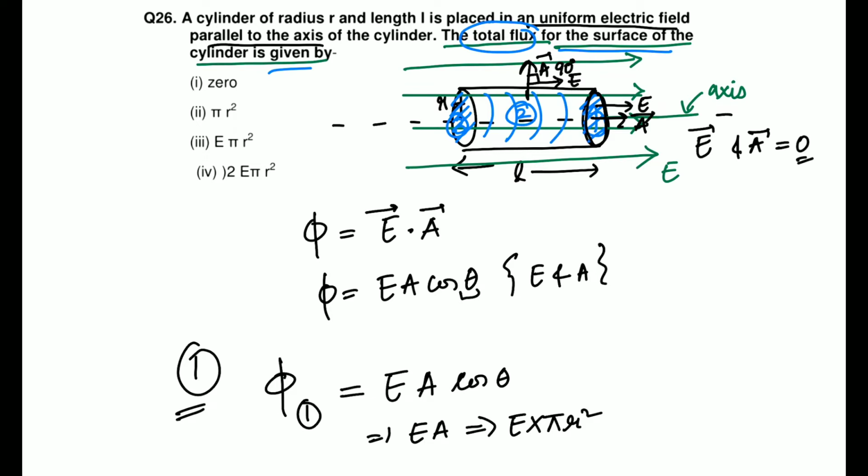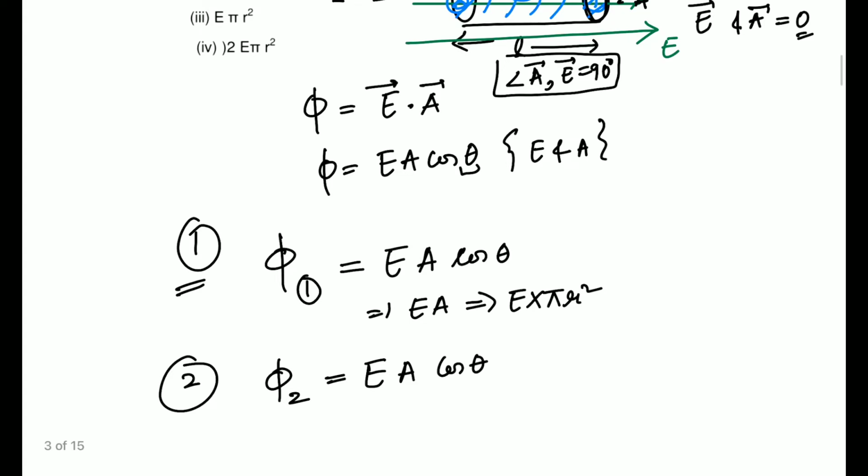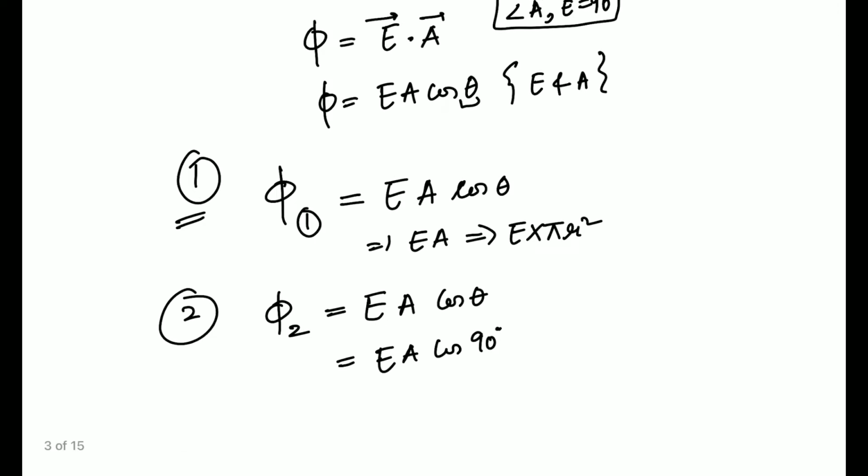For the second surface, the area vector and the electric field are making an angle of 90 degrees. I hope you can see that. Okay, so I can simply write the flux through the second surface, phi 2, will be equal to EA cos theta. So this is EA cos 90 because the angle here is 90, and cos 90 we all know comes out to be 0. Cos 90 is actually 0. So phi 2, the flux through your second surface, is actually 0.